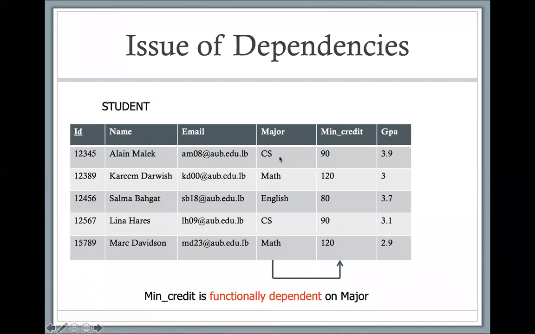Why? Because CS major is not a key, obviously, it's not a super key. So you have repeated values for major, and the major determines another attribute, which is minimum credit. This means that this table suffers from anomalies or redundancy. Okay. Good.